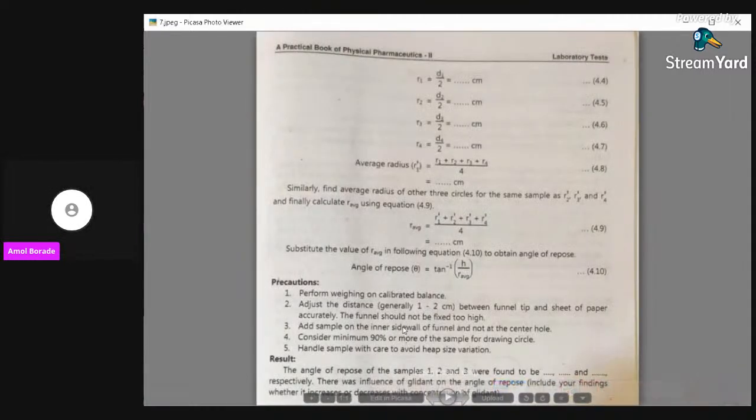I hope you are understanding the thing properly. Okay. So in this way, whatever the angle that you are getting, the angle of repose of sample 1, 2, 3 for all the batches you have to mention here.